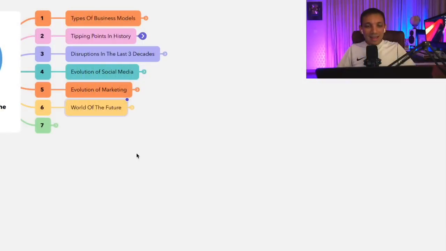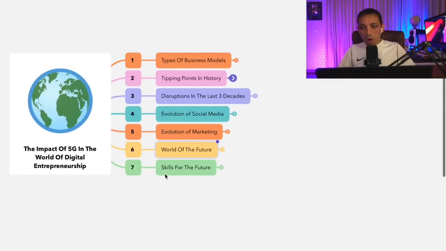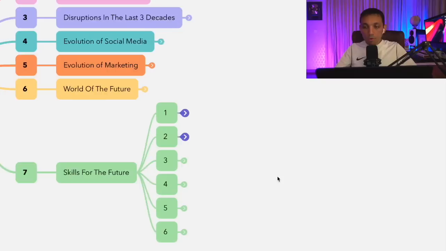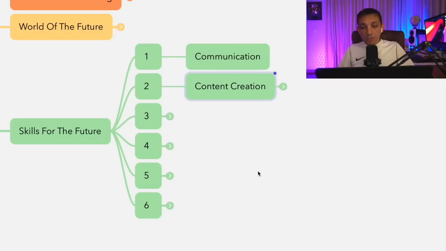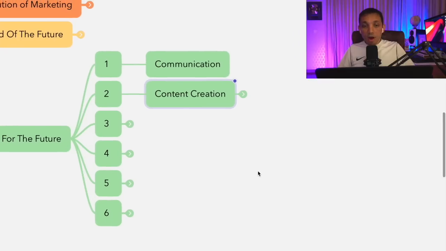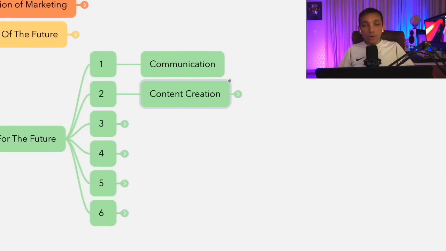So I want to end this and come to the last segment: what are the skills of the future? Considering that there are different kinds of business models, different tipping points in history that I shared with you, the disruption in the last 3 decades, social media evolving right now, the evolution of marketing, the world of the future, what should be the skills of the future? If you look at the most important skills, if you want to stay relevant in the future, number one is definitely your communication skills. Why communication? Because the creators of content are going to be the ones who are going to rule the future.